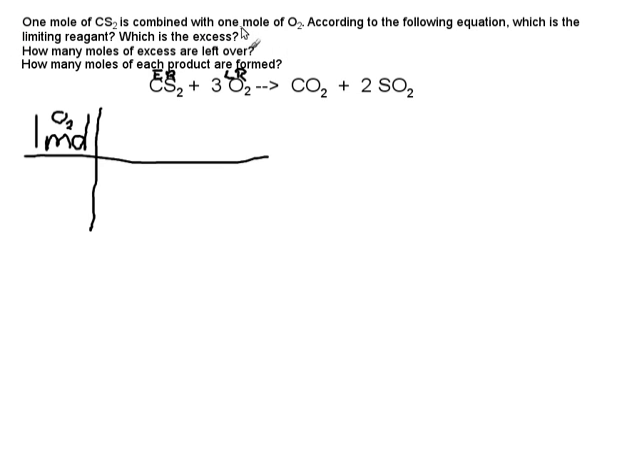So anyways, my brain just totally farted out on me. How many moles of excess? Okay, yeah, moles of excess reagent. Alright, so we're going to start with 1 mole of oxygen. So now we're going to bring moles of oxygen down. And now we're going to bring up moles of CS2.